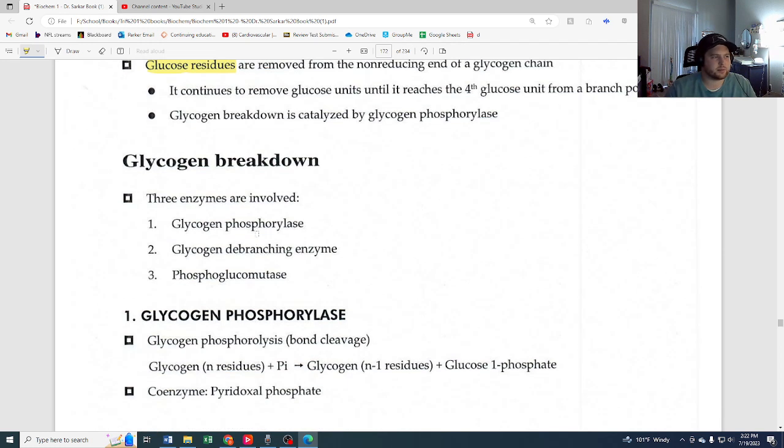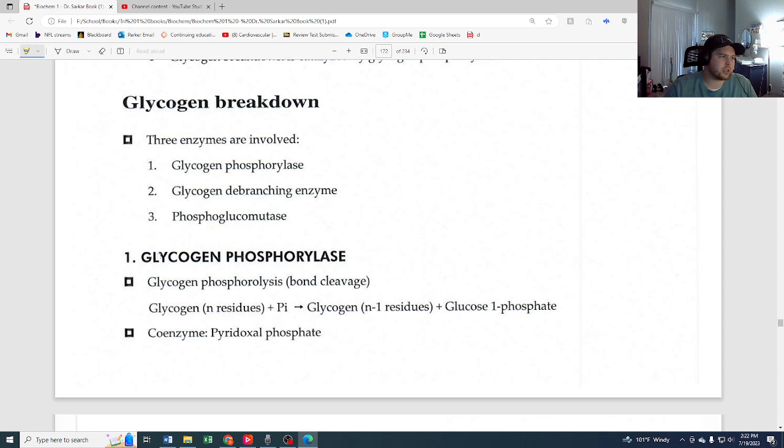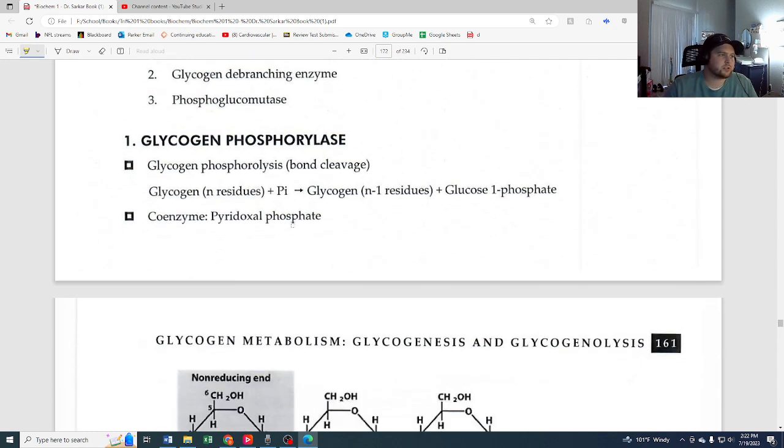With glycogen breakdown, there are 3 enzymes involved: glycogen phosphorylase, glycogen debranching enzyme, and phosphoglucomutase. First one, glycogen phosphorylase. The glycogen undergoes phosphorolysis, which is bond cleavage. It's going to be breaking bonds. So glycogen plus a phosphate, we get glycogen N-1 residues. This N-1 is saying that we have released 1 glucose, which gives us a glucose 1-phosphate. And it uses pyridoxal phosphate as its coenzyme.